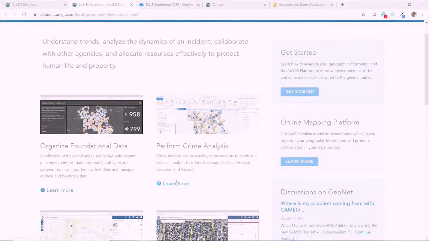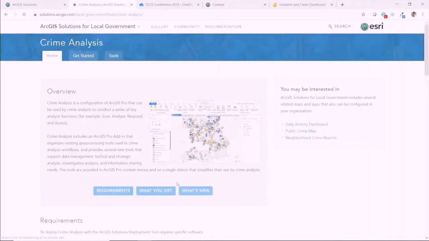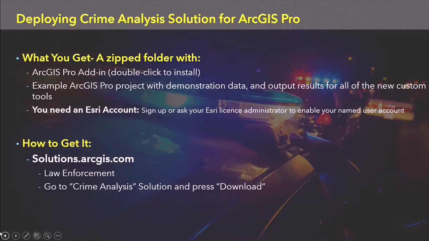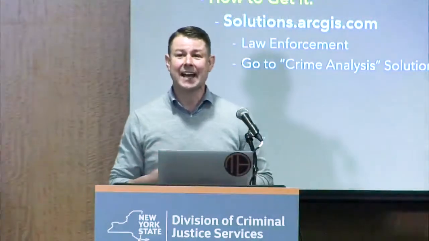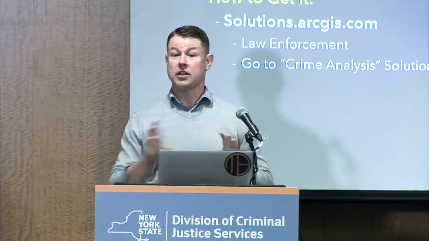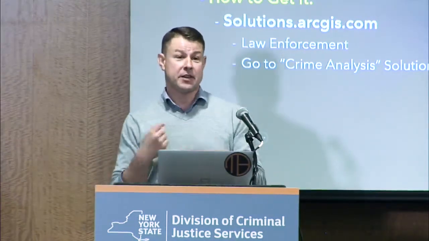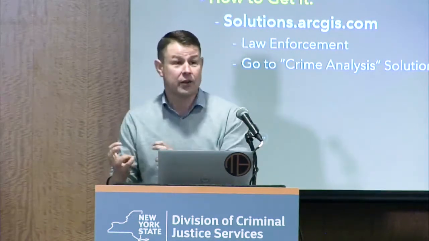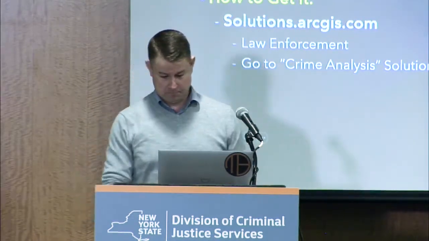But in this case, we're interested in perform crime analysis, so you go here, and there'll be a little download button that lets you download this into a zip file. In the zip file that you download, you're going to get two things. You're going to get a little add-in that you'll double-click to install, and that's what's going to make the toolbar pop up in ArcGIS Pro for you. And you'll get the exact same ArcGIS Pro project that I just showed you. All of the data, all of the example maps. So if you want to play with it, you don't have your data organized right, you want to get your head around the tools, it's all there.